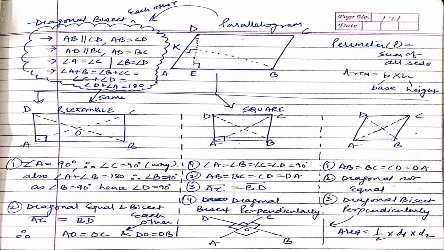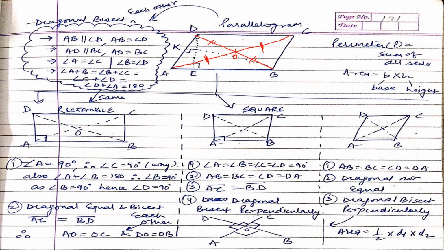Apart from this, we know what a diagonal is. A diagonal is obtained when you join these two like this. In a parallelogram, diagonals bisect each other. What does it mean? The term bisect means dividing in two equal parts. So you can say this part AO is equal to OC and this part OD is equal to OB. So this is known as diagonals bisect each other.